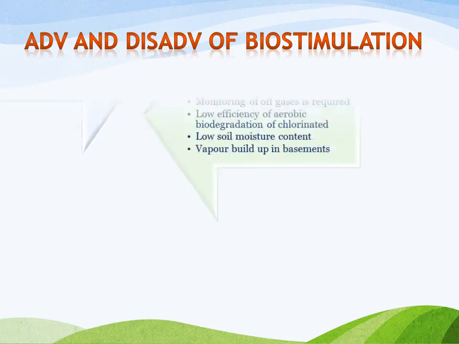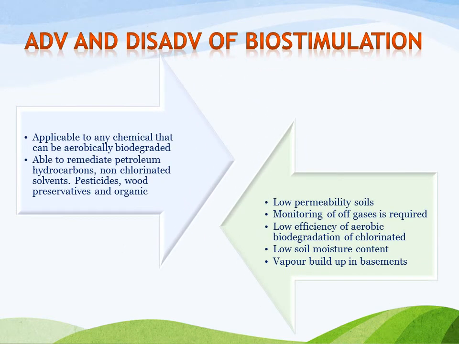The advantages of bioventing are that it is applicable to any chemicals, which includes hydrocarbons, non-chlorinated solvents, pesticides, wood preservatives, and also organics. The disadvantages are low permeability soils, low soil moisture content, vapor build up in the basement, and also low efficiency of the aerobic biodegradation of chlorinated compounds.